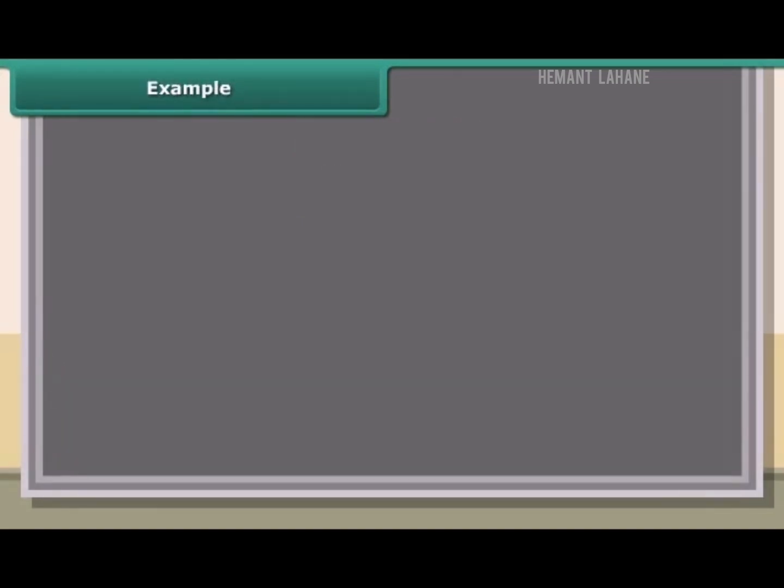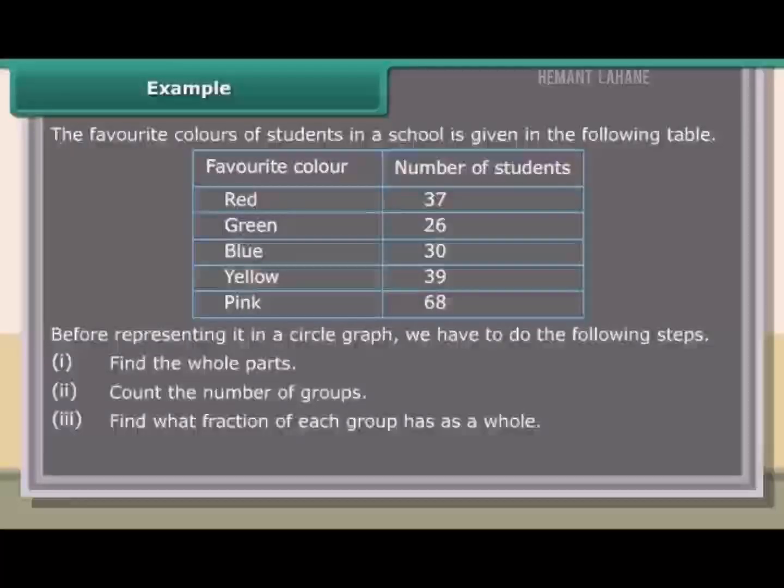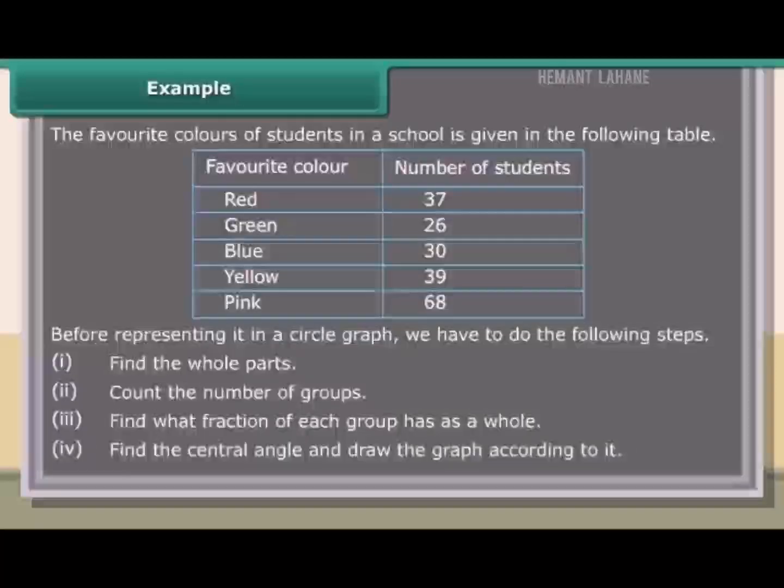Example 1. The favorite colors of students in a school is given in the following table. Before representing it in a circle graph, we have to do the following steps. 1. Find the whole. 2. Count the number of groups. 3. Find what fraction of the whole each group has. 4. Find the central angle and draw the graph according to it.